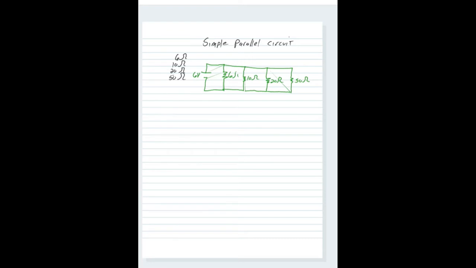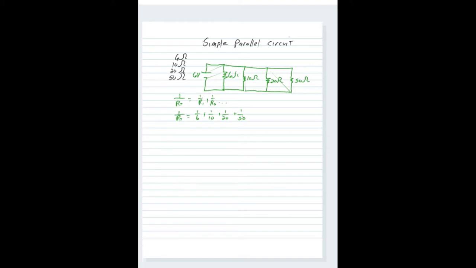Okay, so I can find the total resistance in parallel by using the equation 1 over R total is equal to 1 over R1 plus 1 over R2, etc., etc. So I have 1 over the total resistance is equal to 1/6 plus 1/10 plus 1/20 plus 1/50. So it looks like my common denominator here is going to be 300.